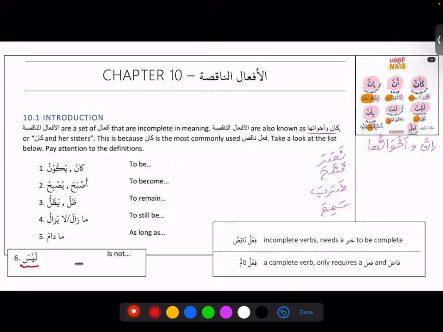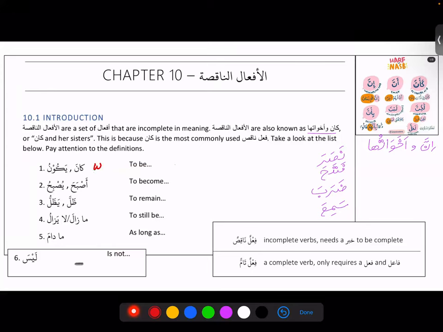Kana means was, right? Same over here. Kana was. So the "was" is already implied in there. We don't have to look for an invisible one. We said there is no word for "is" in Arabic, right? But this is already implied in there. So in Laysa, "is" is already implied in there. Make sense? Yes.